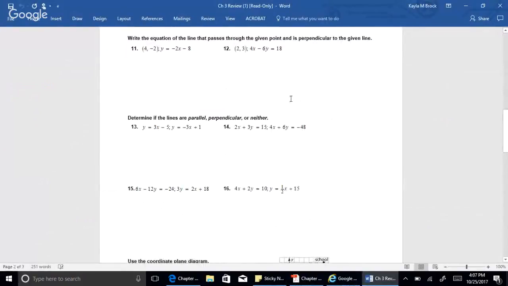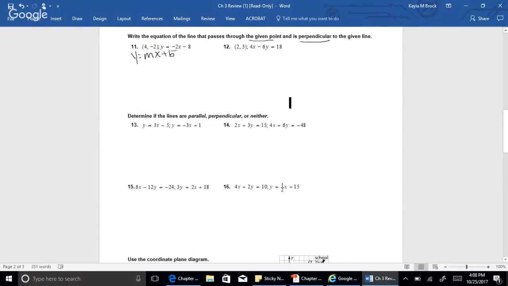Okay, so moving on to 11 and 12. 11 and 12 is pretty much exactly like what you saw on Khan Academy. We're writing an equation of a line that passes through a given point and is, in this case, perpendicular. Okay, so let's look at the line that we want to write. I'm going to write out y equals mx plus b. And I'm going to start with looking at what the slope will be. Well, the slope of the line that they gave me is -2.